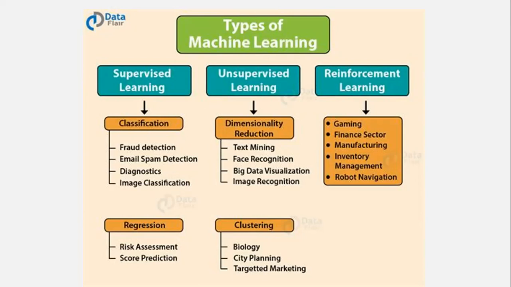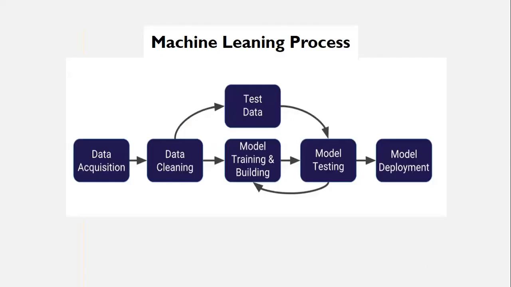Then we have regression and clustering. All this we're going to explain in the next slide. Before we explain, I have a series of pictures I'm going to use, but let me first explain the machine learning process. For the machine learning process, we have six phases.